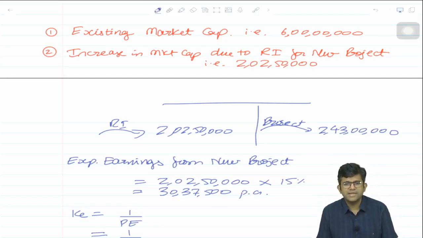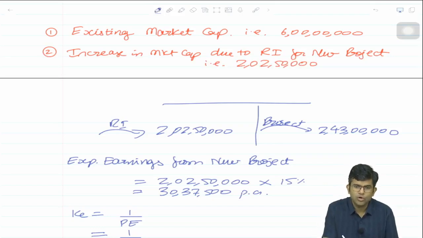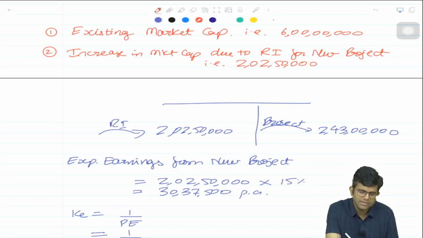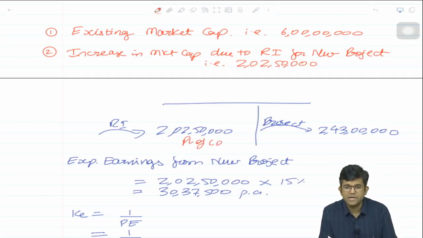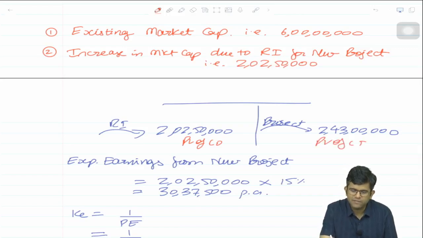Yes, this is exactly what we say, NPV is positive. Do you understand this 2 crore 2 lakh 50,000 that you raised and you are putting in the project? This is your present value of outflow, your initial investment, and this is your present value of cash inflow. There is a positive NPV. Everyone clear? Sure? Okay.